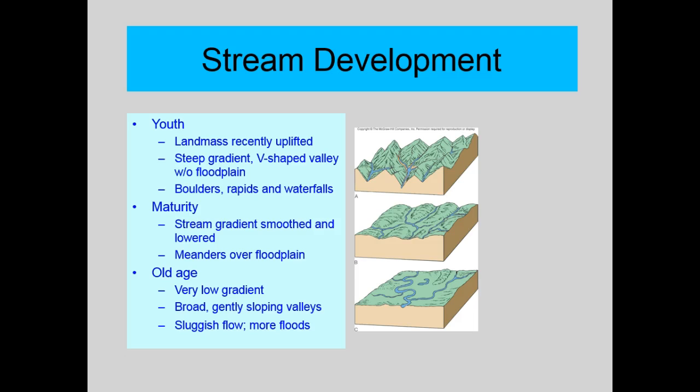Now, in a very old age landscape, you have very low gradients. There's not much difference in elevation here to here. So the water moves really slowly. Broad, gently sloping valleys and sluggish flow. And if you have heavy rainfalls, huge amounts of flooding. Okay? Now I want to point something else out to you that you see in these older landforms. I have a picture here they don't mention. Okay? What in the world is this right here?